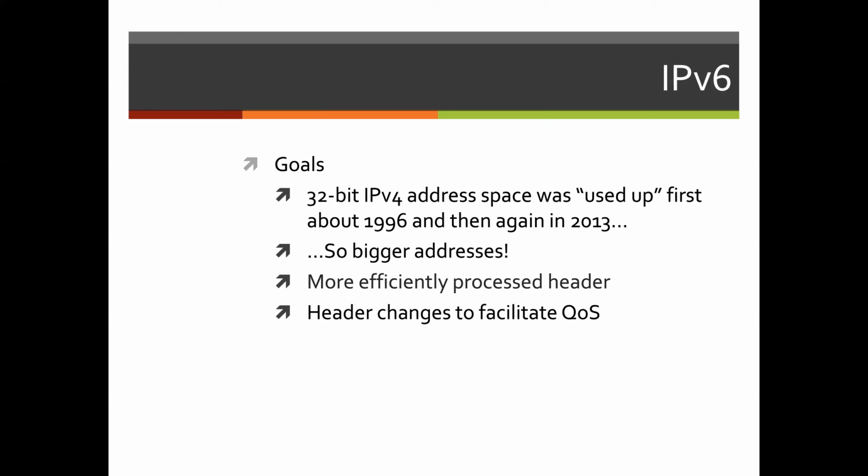So it is based upon the 32-bit components of IPv4 and was built to provide for larger addresses. Some of the goals included having more efficiently processed headers and header changes that can be implemented to facilitate quality of service. And so both IPv4 and IPv6 are still being utilized, and there are some considerations for why IPv6 has been adopted so slowly in a widespread manner.